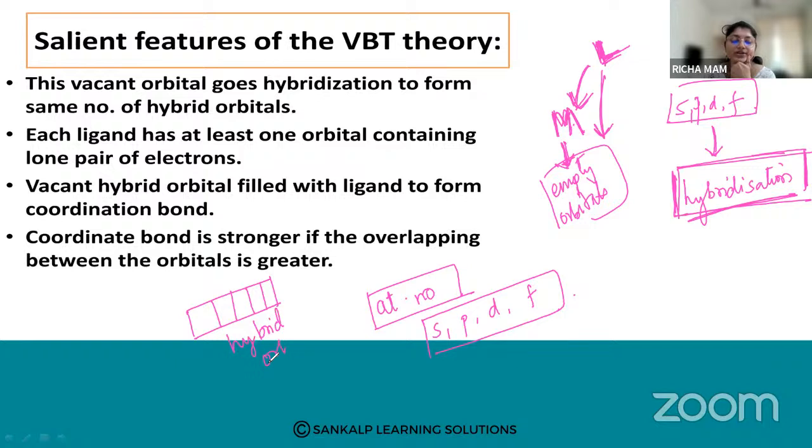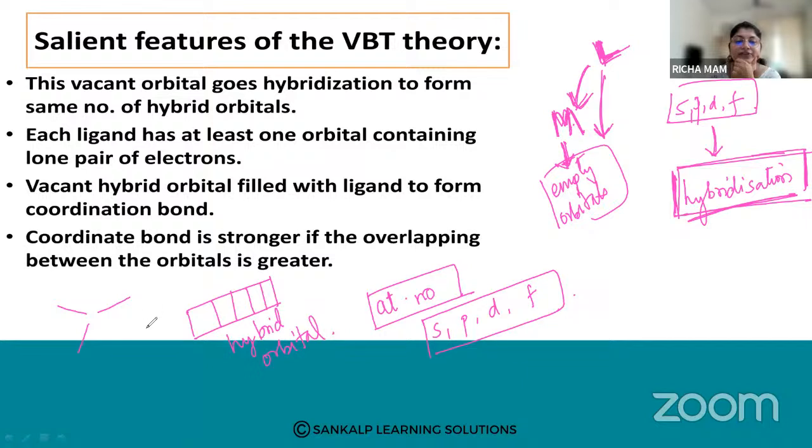These hybrid orbitals will have a definite spatial arrangement. Whatever orbitals are produced by hybridization will give you an equal number of hybrid orbitals, and these will have a definite spatial arrangement, so that there is no repulsion. So there should be a proper arrangement.